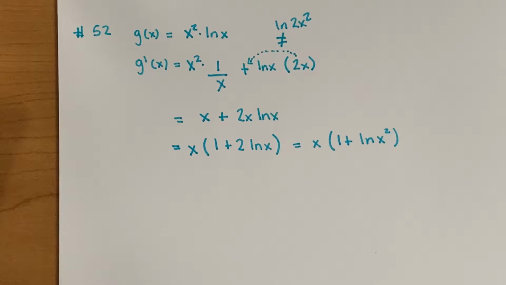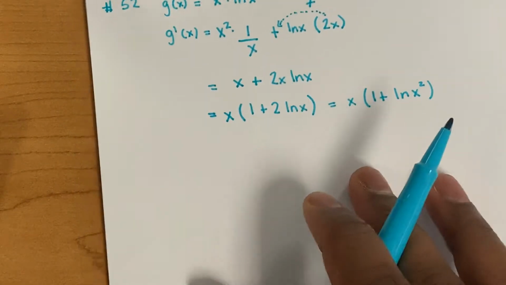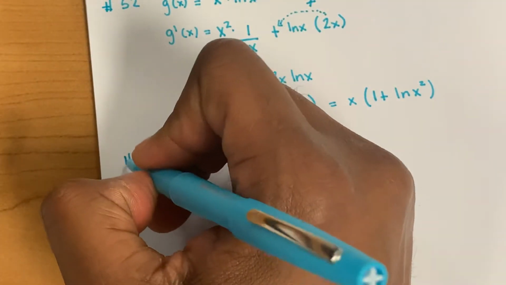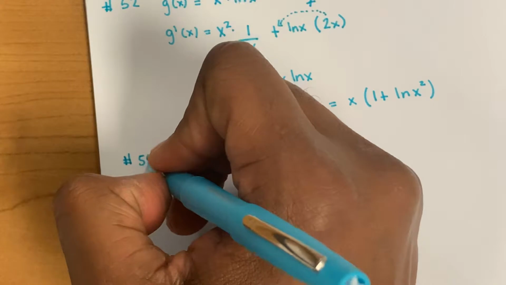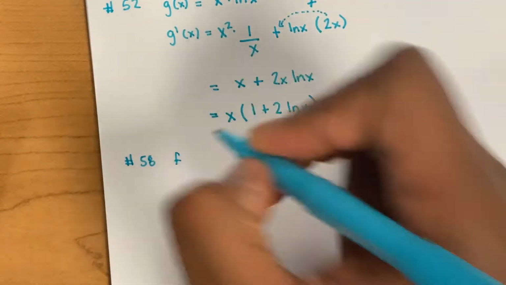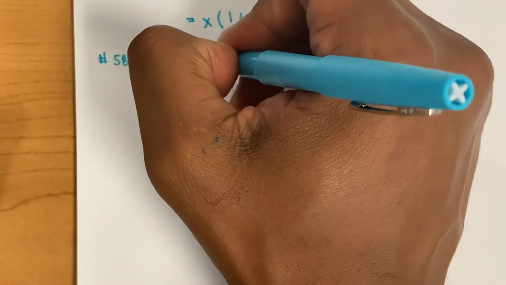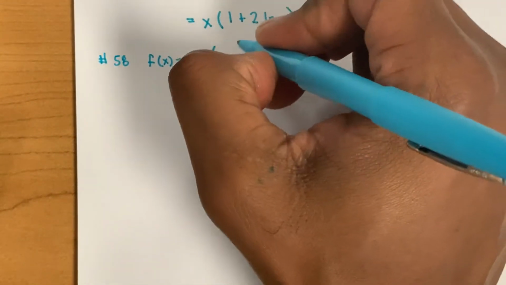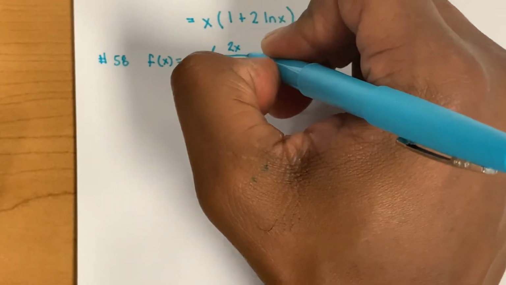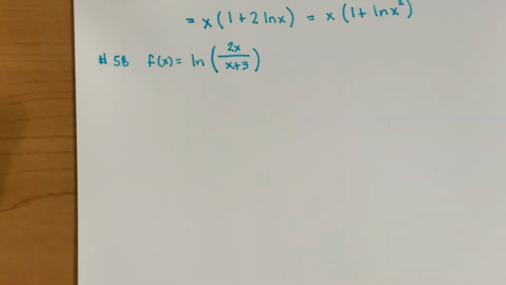Number 58 is where we get to start applying some good properties of logarithms. So for number 58, let's go about this 2 different ways. We have f of x equals the ln of 2x over x plus 3. Now, there are 2 ways to work this problem.